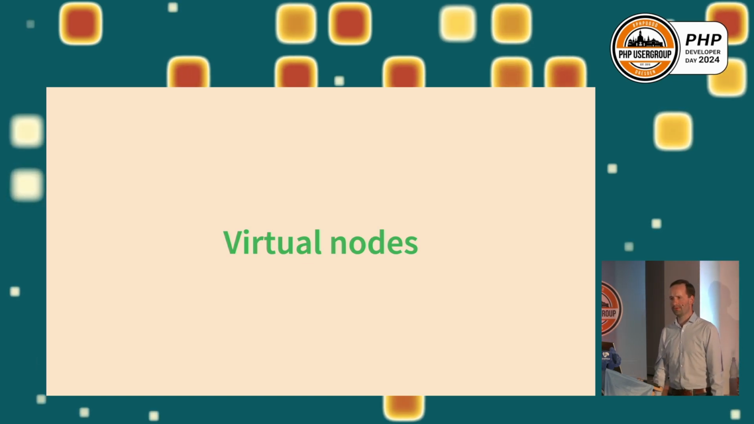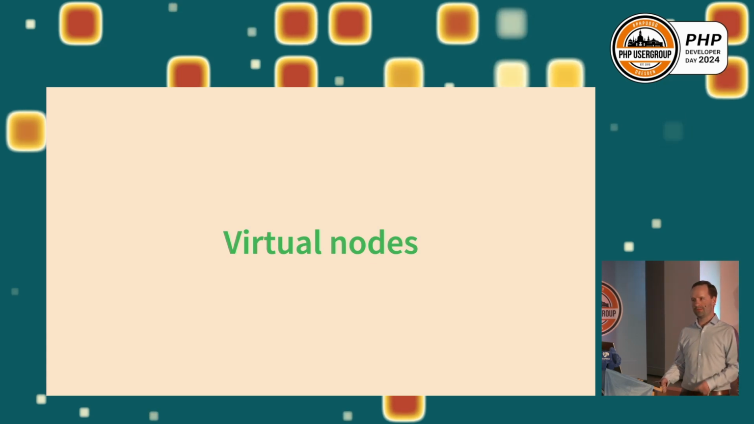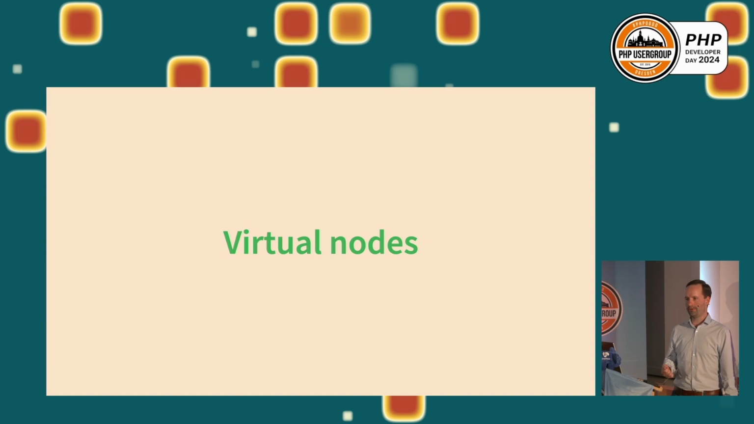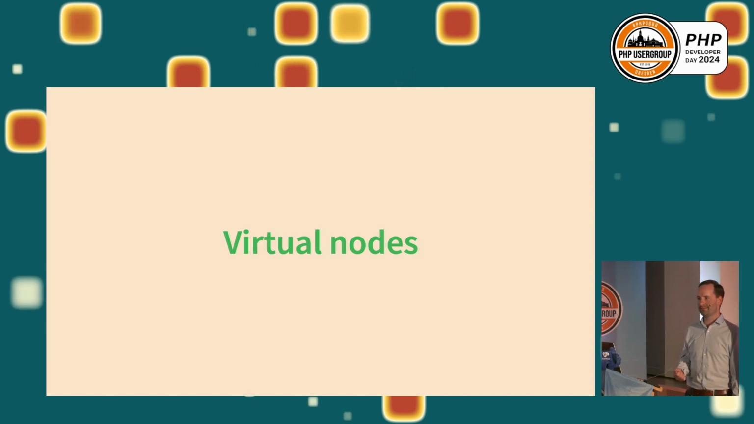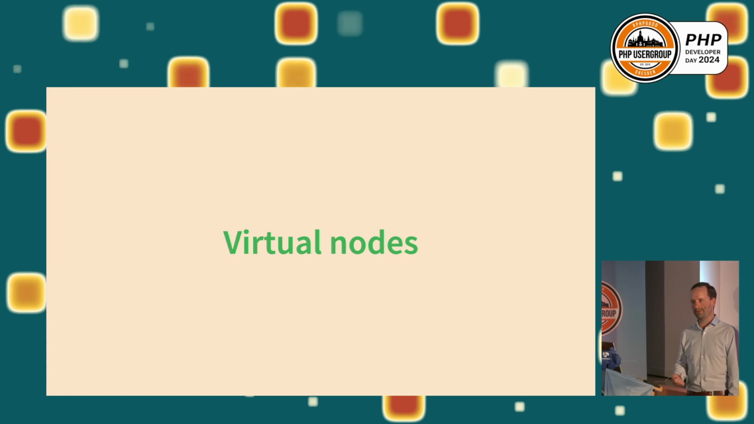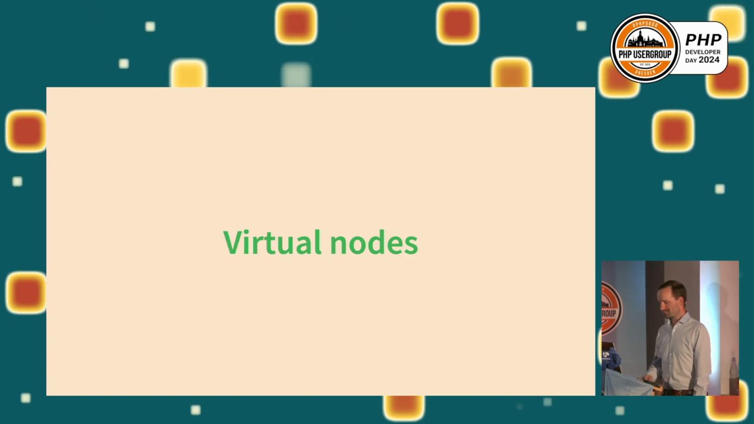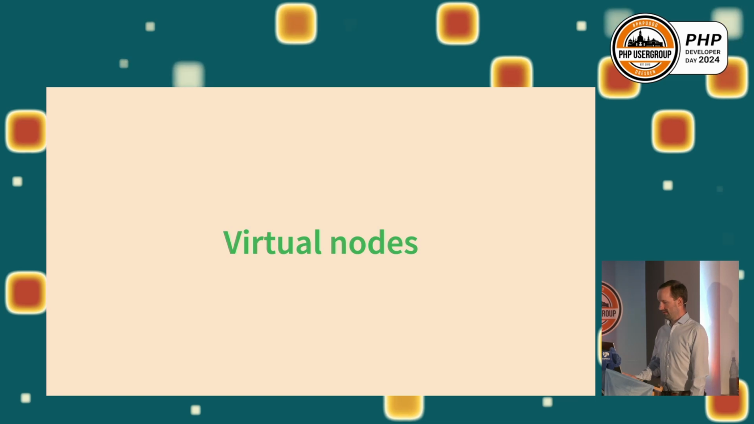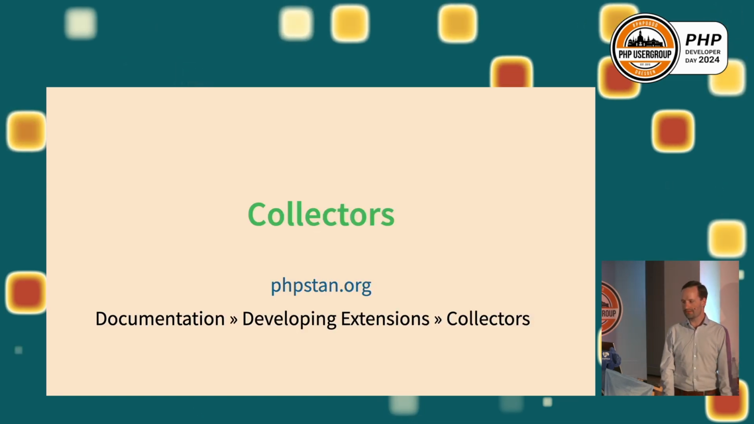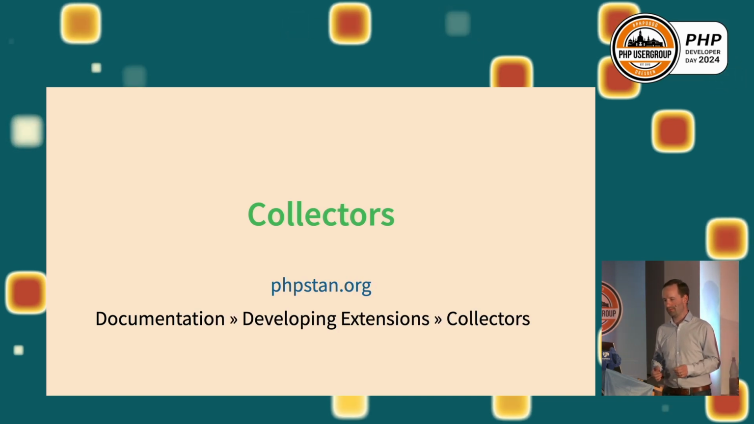Or for example, if you want to write a custom rule about missing declare strict types on the top of the file, then you will ask for a virtual file node, and you will ask the first statement, and it should be a declare statement, right? If we didn't have a virtual file node, it wouldn't be possible to write a rule about missing declare strict types. Okay, and another feature is collectors, and this is for collecting information from multiple places in code.